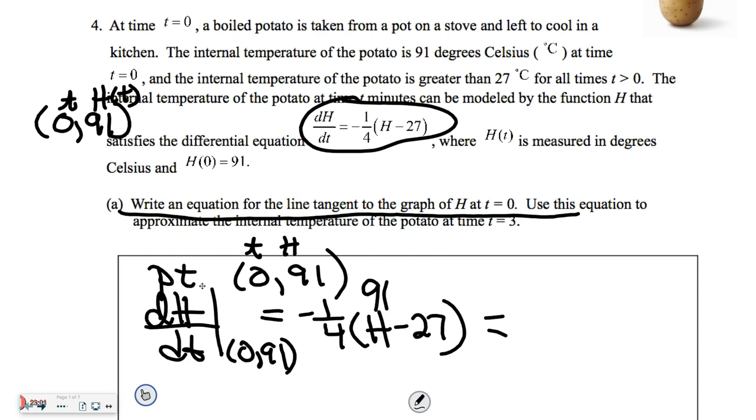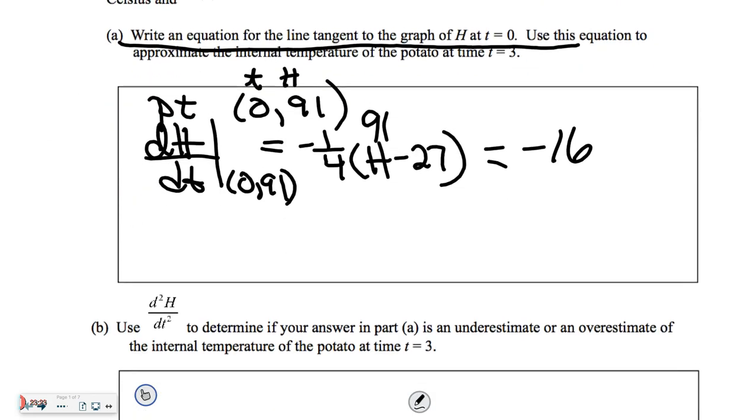91 minus, I haven't done this one since last year, so what's 91 minus 27? 64? Negative 1/4 of that is negative 16. I now have my point. I now have my slope. A lot of kids circle the slope. That'd be great if they asked you for the derivative, but they asked us for the equation of the tangent line. So here's what I would do. I would just do it like we've always done. Y minus the y I know is equal to the slope there, times x minus the x I know. I would write it like that because that's how we've been taught, is we were working with y's and x's.